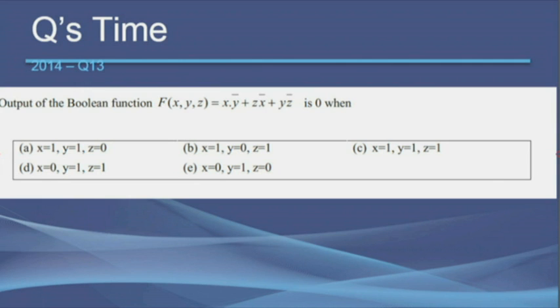So this is from the 2014 question paper, question number 13. The output of the Boolean function f represents a function of x, y, z, which means this is a function including x, y and z. You can see this is the notation x y bar plus z x bar plus y z bar. The question is asking when the function should be 0, and what could be the x, y and z values which give you 0.